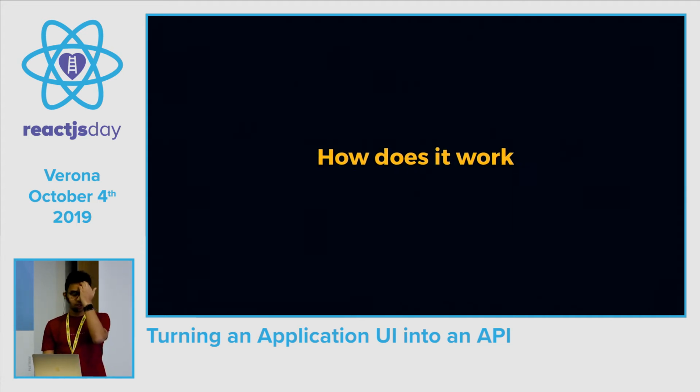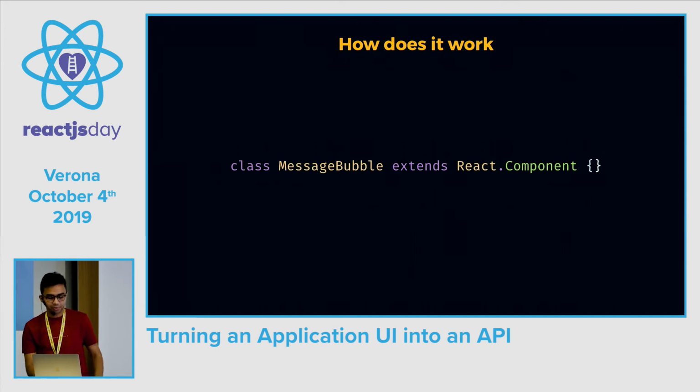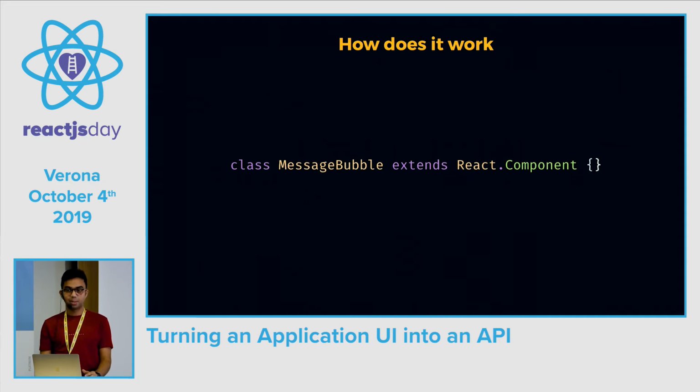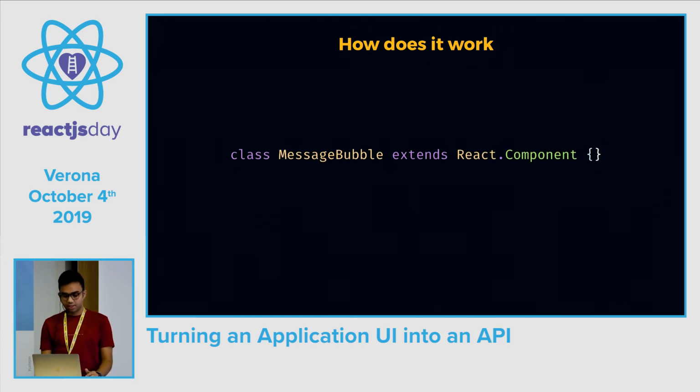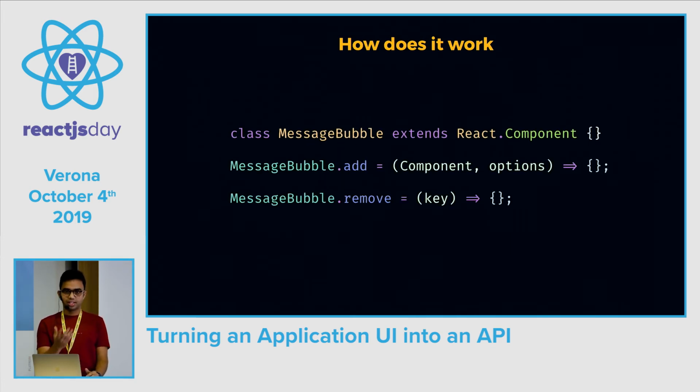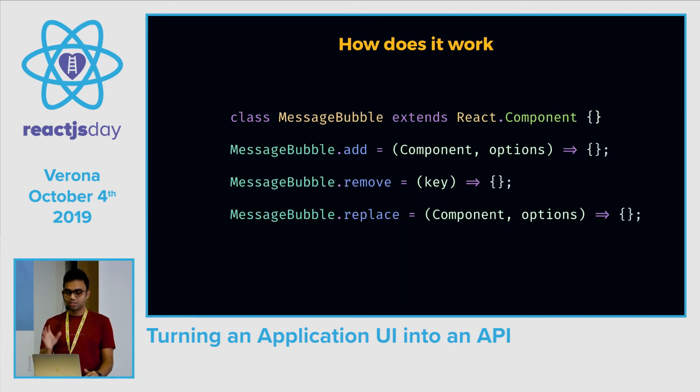So how does it work? I'll recap with the APIs first. The message bubble here is extended. It's just a React component, but it has a few other static properties, which is .add, like I explained, which takes the component as the first argument and the optional parameters for sort order and everything. The second one is the .remove API, which I just showed, where it takes the key of the component which needs to be removed, and then the .replace, which takes the component and the options, just like the add, but what it does is it replaces the entire component.